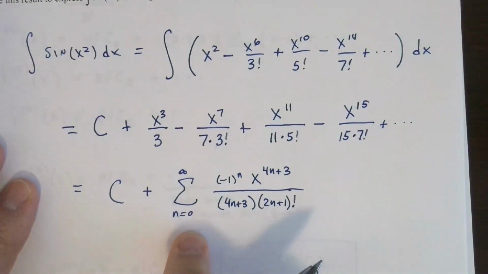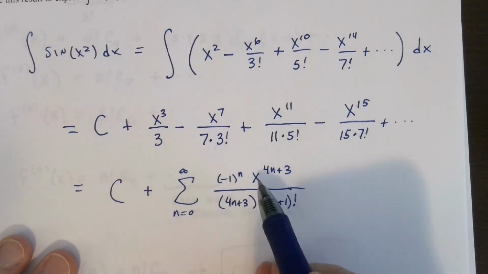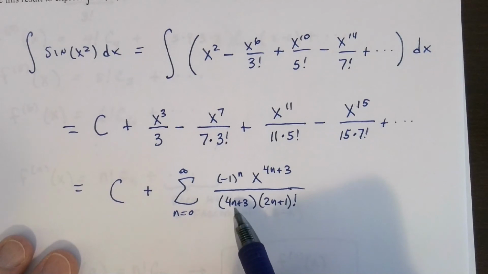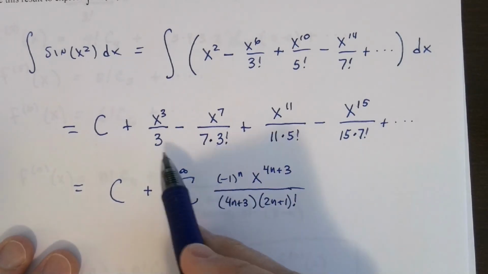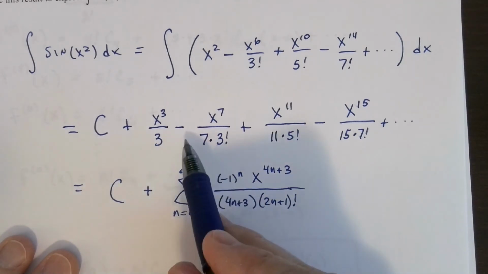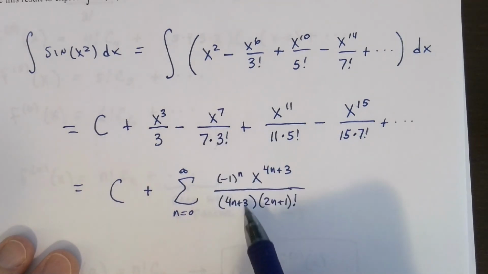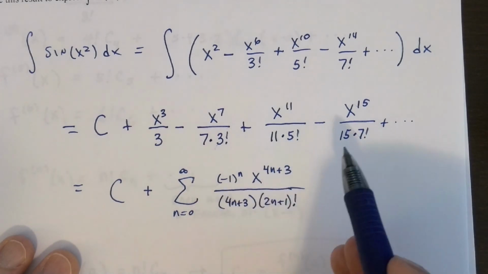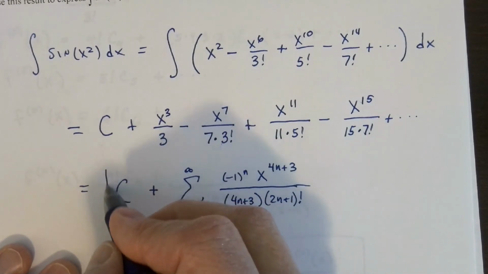If n is 0, you can plug it in and you'll see negative 1 to the 0 power is 1. I get x to the 0 plus 3, x cubed up top, and down below 0 plus 3 is 3, 1 factorial is 1, so I get x cubed over 3. When n is 1, I get negative, x to the 4 plus 3, x to the 7th over 7 times 3 factorial. N is 2, I get this one. N is 3, I get this one, and so on.